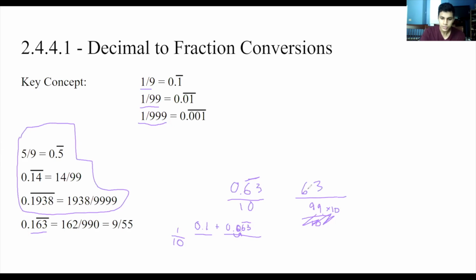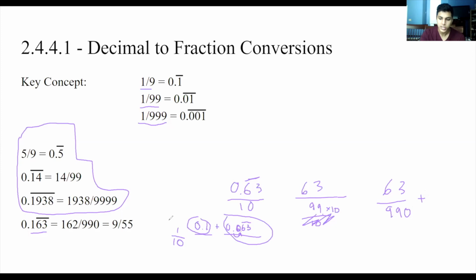So now my new fraction for 0.063 bar is 63 over 99 times 10, and 99 times 10 simplifies to 990. So over 990. All right, now you still have to remember to add the 0.1, because I just converted this section into a fraction. I have to make sure to add the 0.1 that I have here, which is 1/10.